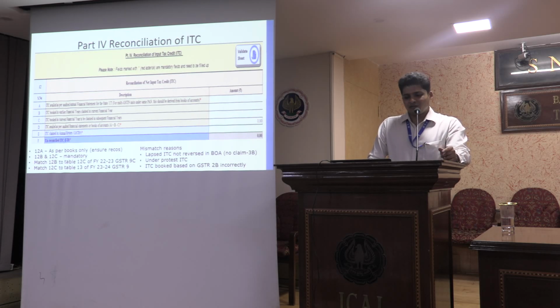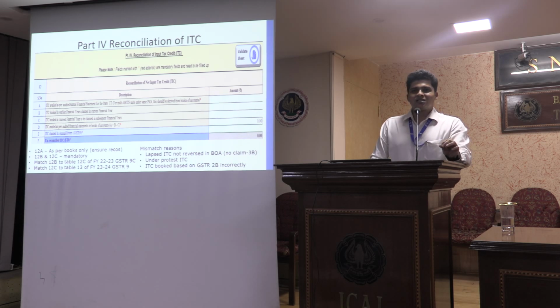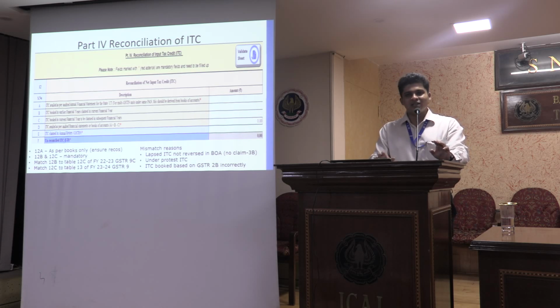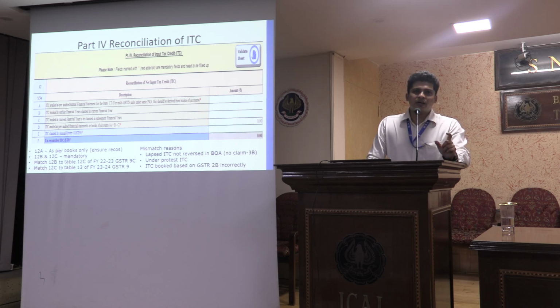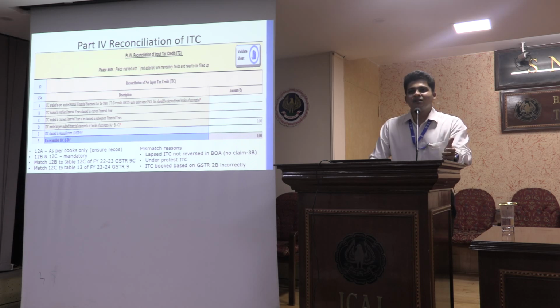So 12B and 12C, like we discussed, is mandatory. 12B is ITC which is booked in the earlier financial year, claimed in the current financial year. We need to match this with table 12C of last financial year. Between last year 22-23 to 23-24, in my view, we will see a major variance between these two tables. In the instances where 22-23 table 12 was filed based on overall reconciliation and not invoice level reconciliation, but this year you have done invoice level reconciliation based on GSTR 2B, you would face a variance because now that you have invoice level reconciliations available, the value will be different.